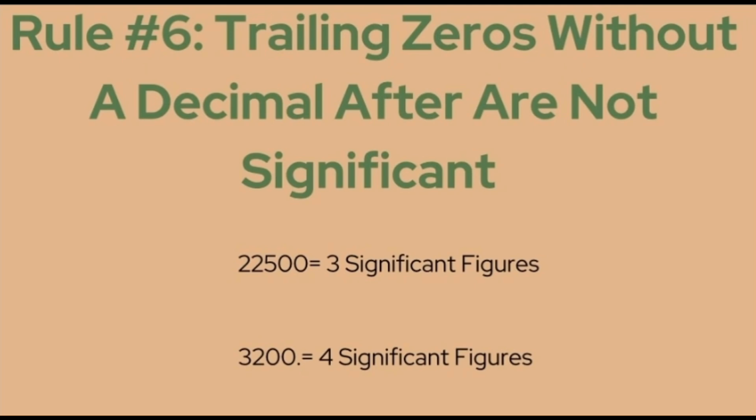This rule regarding trailing zeros is the scenario in which trailing zeros will not be significant. The rule is that trailing zeros without a decimal after are not significant. If you had a series of non-zero digits, like in this first example, we have 22,500. You can see that there's the 225 and then those 2 zeros after. Because there is no decimal place after the 2, 2, and the 5, these 2 zeros on the end will not be significant digits, and therefore you will have 3 significant figures in that first example.